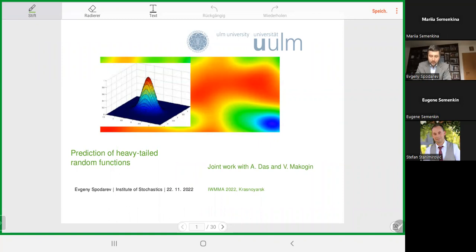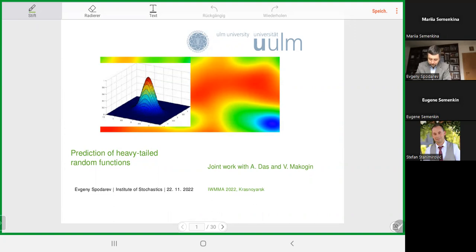So the topic I'm going to tell you today is about the prediction of some random functions which may possibly have risky tails, or as one says, heavy tails. So this is a joint work with one of my PhD students, Abhinav Das, and the postdoc Vitaly Makagon.